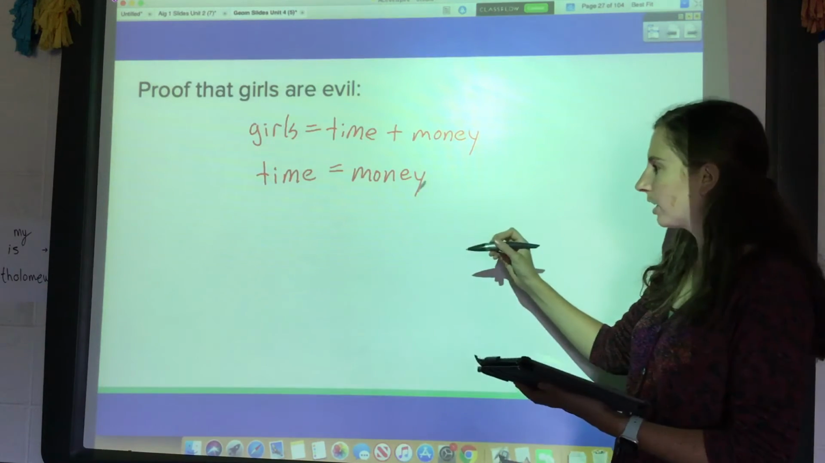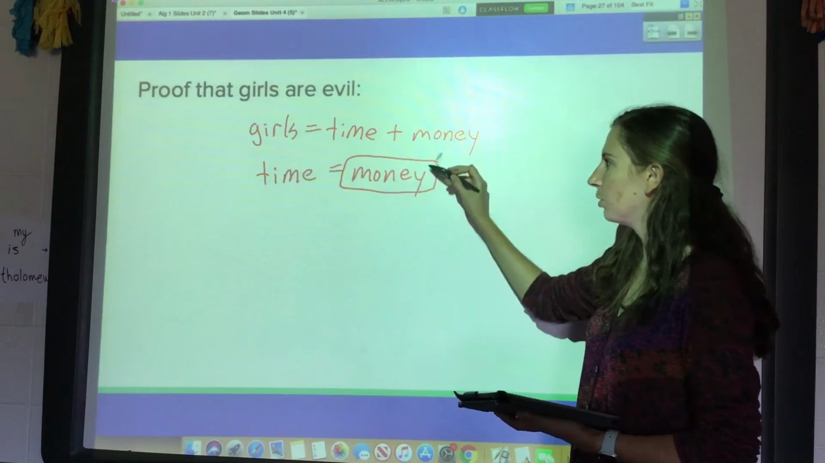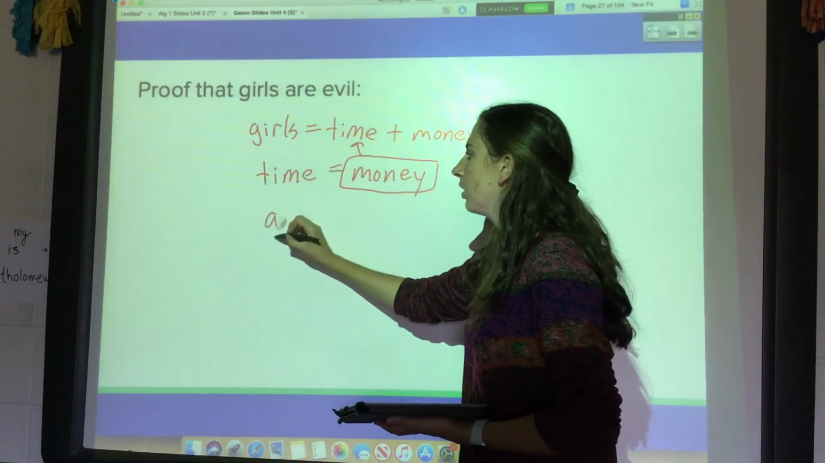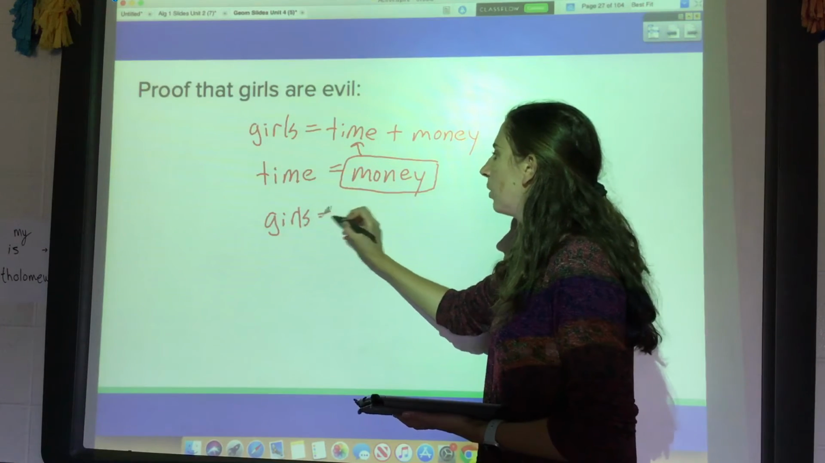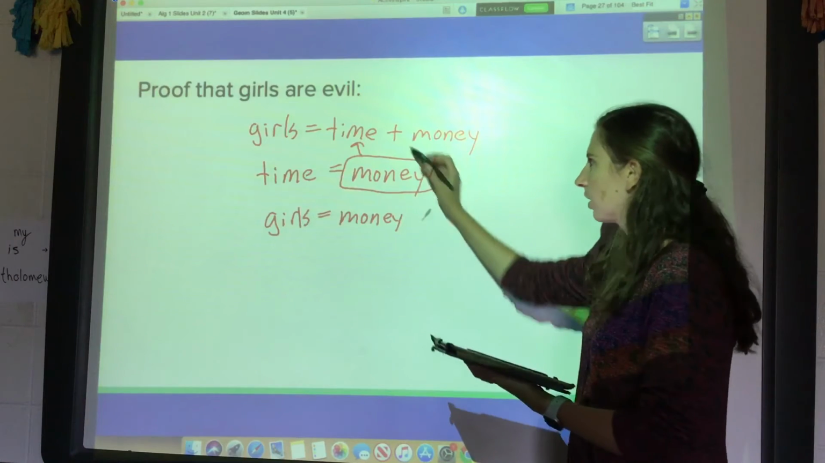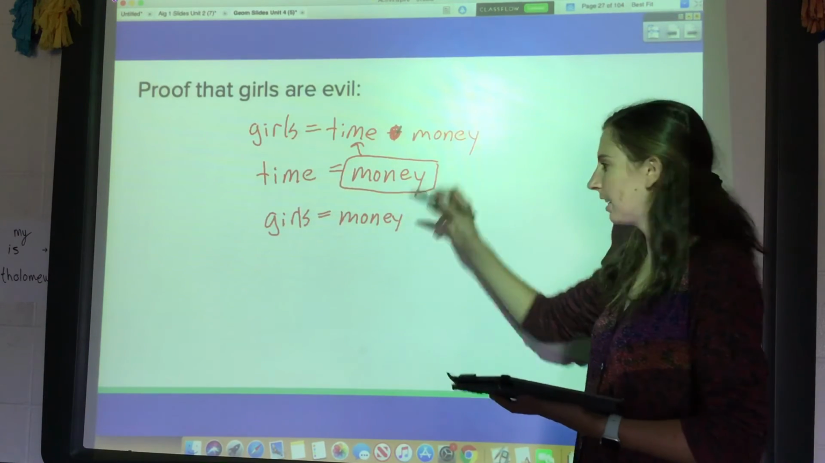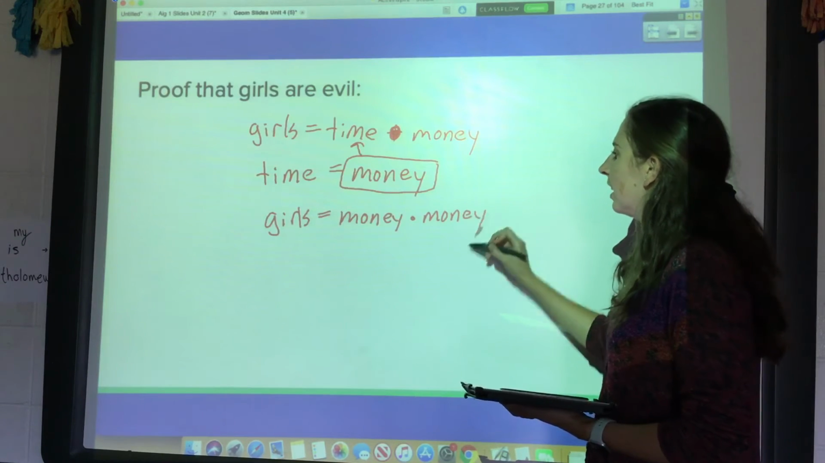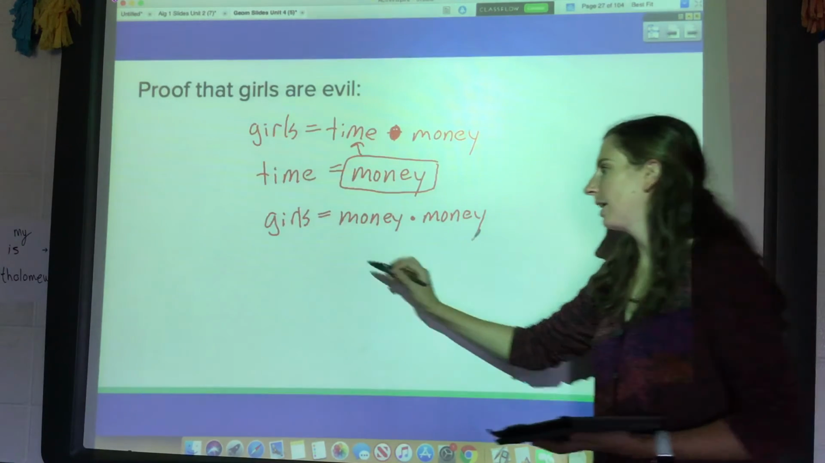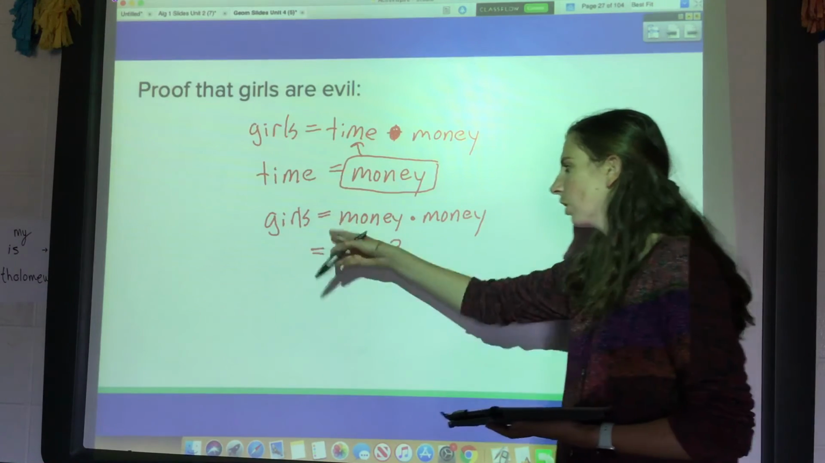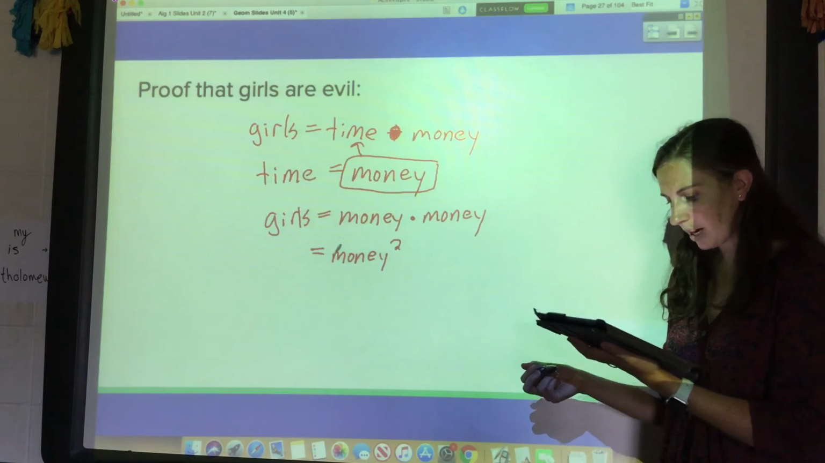And so we could do a little substitution here. Substitute money in for time, because it equals time. So girls equal money plus money. Oh, sorry, this was supposed to be multiplication. Oh, I messed it up. It's ruined. Money times money. Money times money is money squared. So girls equal money squared.